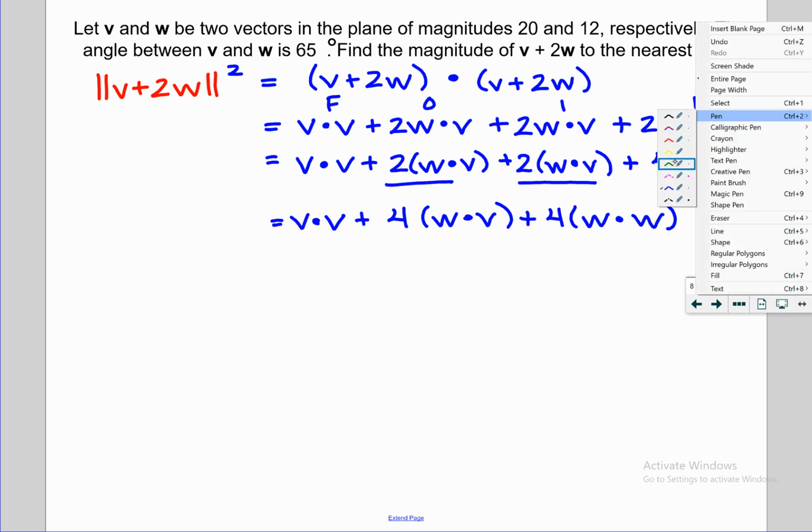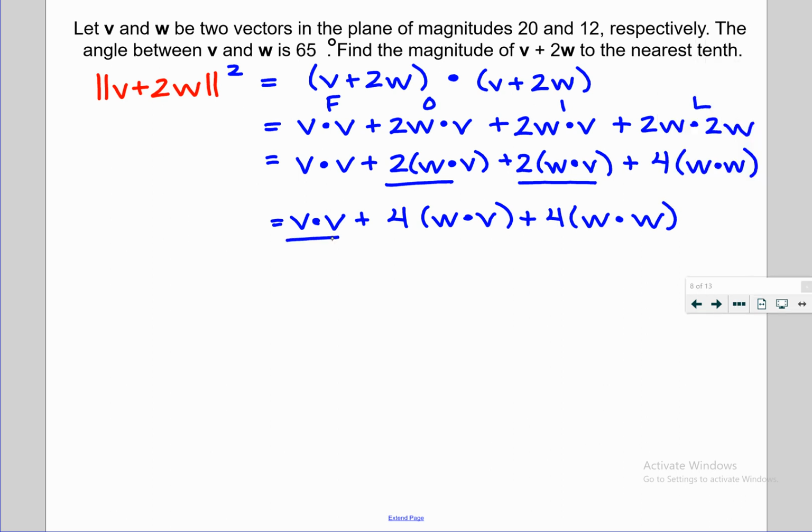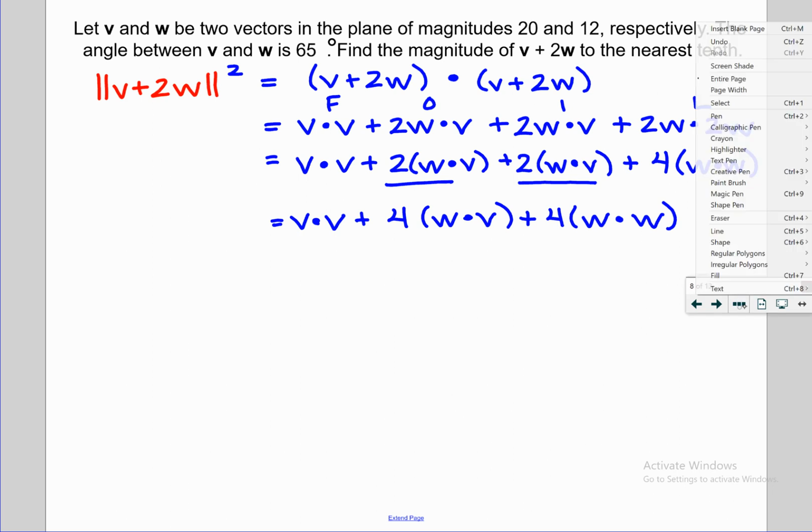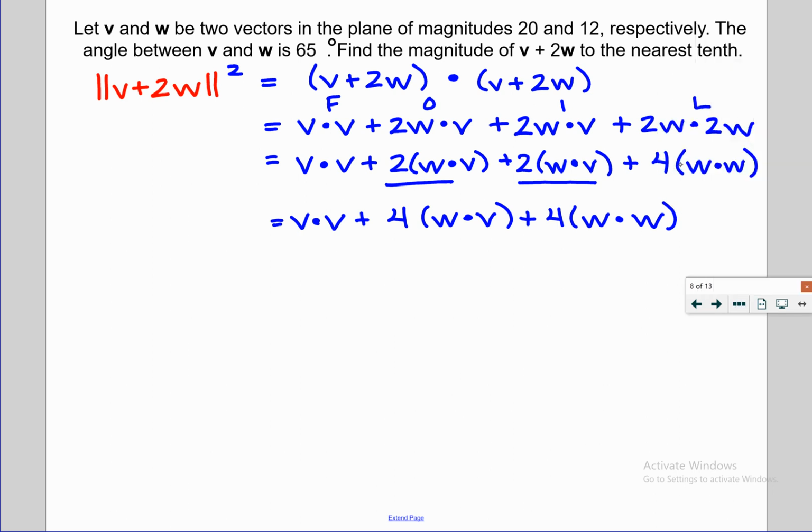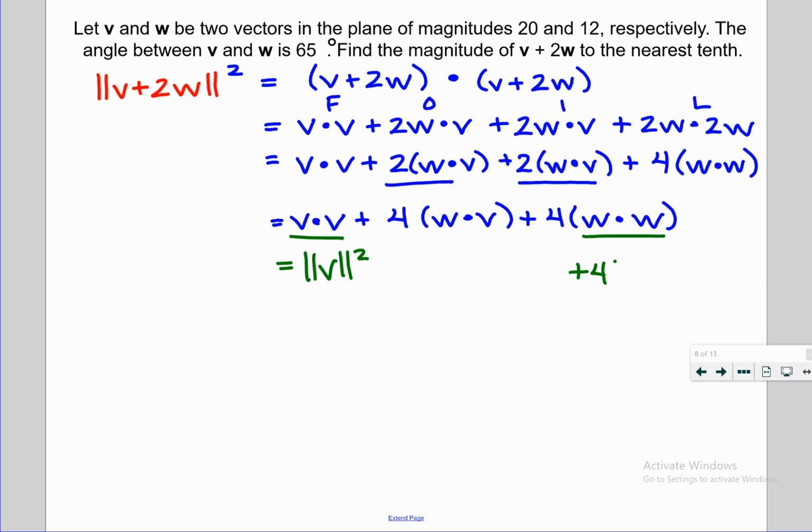The first one is v dot v, and actually, let me do it in a different color. This is one of our properties. If I have a dot product of a vector and itself, what's it equal to? Magnitude of that vector squared. So I'm going to replace it. And I'm going to do the same thing for w at the end. I'm going to bring down that 4, but I'm going to replace it with the magnitude of w squared.